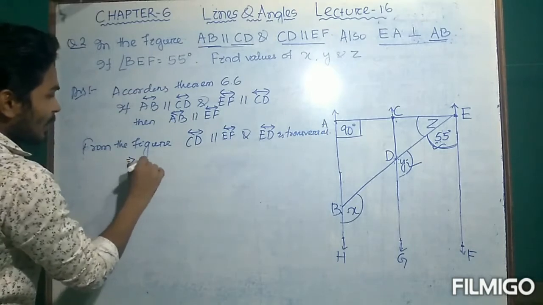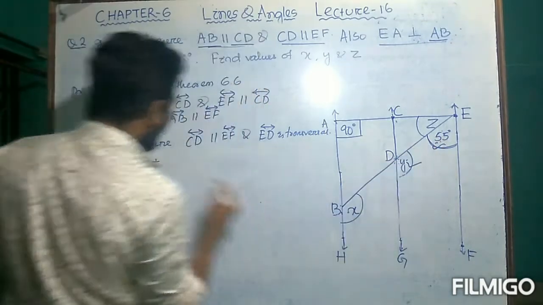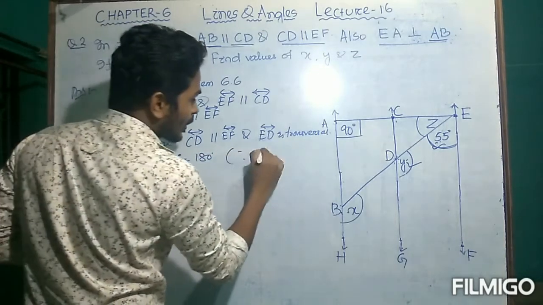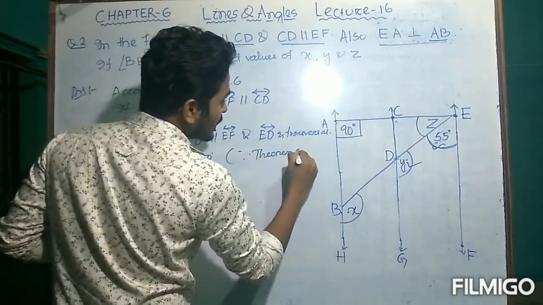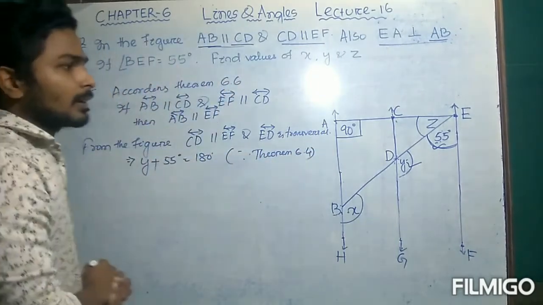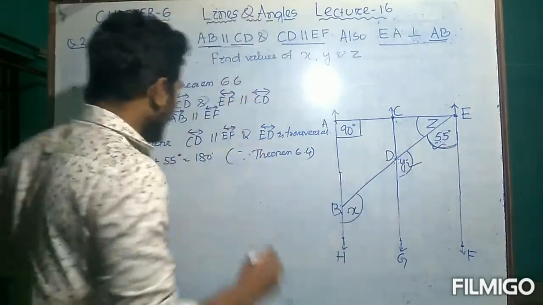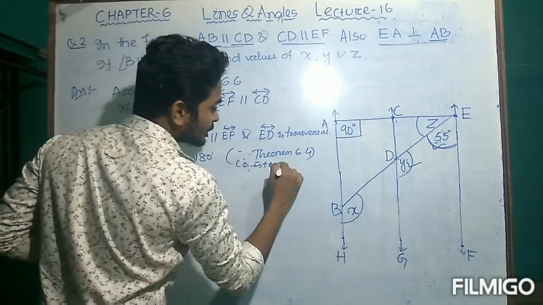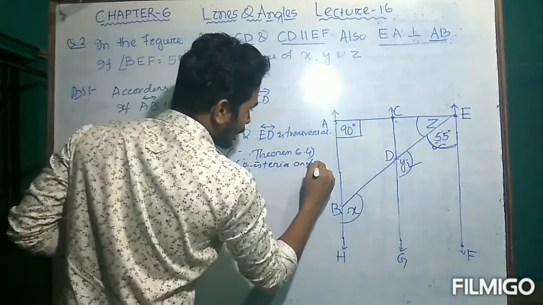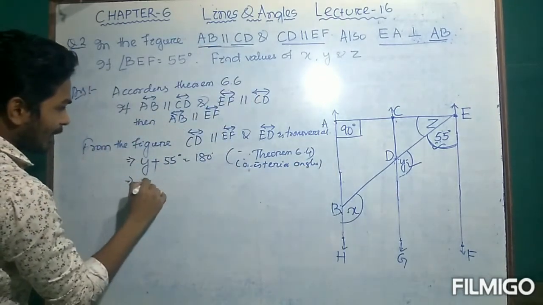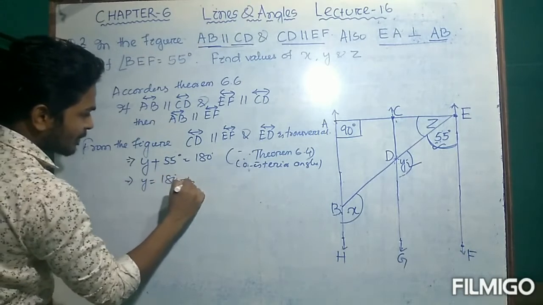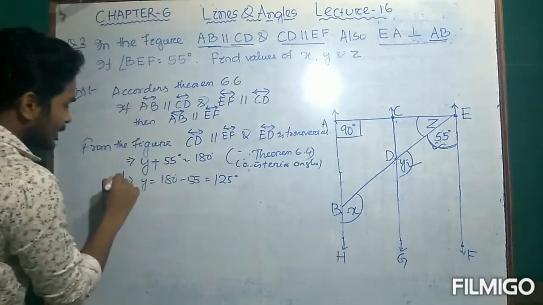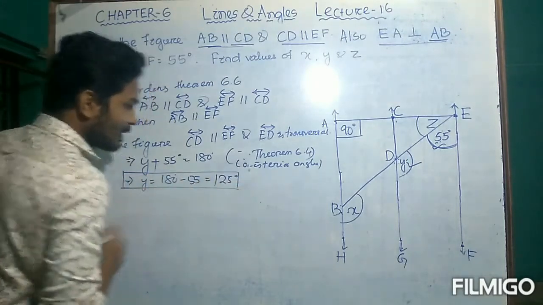So we can write Y plus 55 degrees is equal to 180 degrees. Why? Because of theorem 6.4. These two are which type of angle? Co-interior angles. Okay. Now from this you can find the value of Y. Y is 180 minus 55, which is equal to 125 degrees. This is the value of Y.